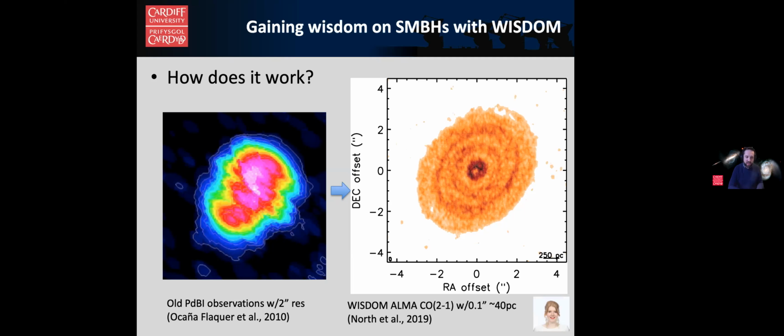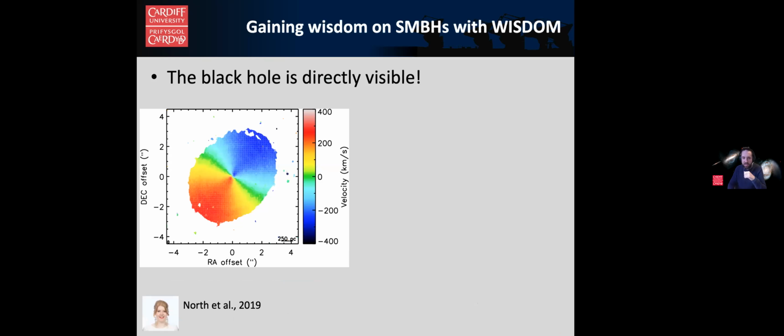It's not as asymmetric as PdBI seems to see, but that's all down to the coverage of your interferometer. So with this beautiful data, the synthesized beam, your PSF, is shown in the bottom left hand of this panel. You see we super resolve this supernuclear disk, so we get very nice kinematics. These are shown here in this panel.